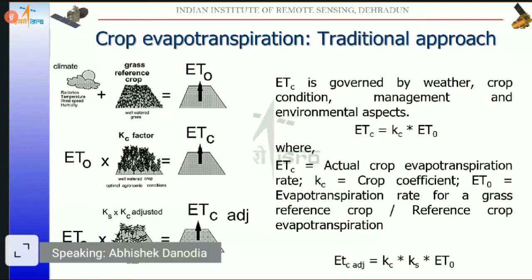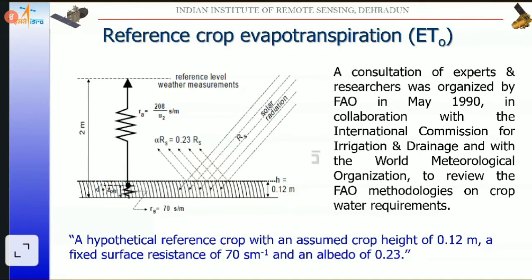Now come to the second point. Once we have the crop coefficient, the second is the reference evapotranspiration. Then what is the reference evapotranspiration? FAO has already defined it very clearly: a hypothetical reference crop with an assumed height of around 12 centimeter or 0.12 meter, a fixed surface resistance of 70 seconds per meter, and an albedo of 0.23. If the specific condition is met by a particular crop, we call it a reference crop, and the water loss of the crop at that time is the reference crop evapotranspiration.